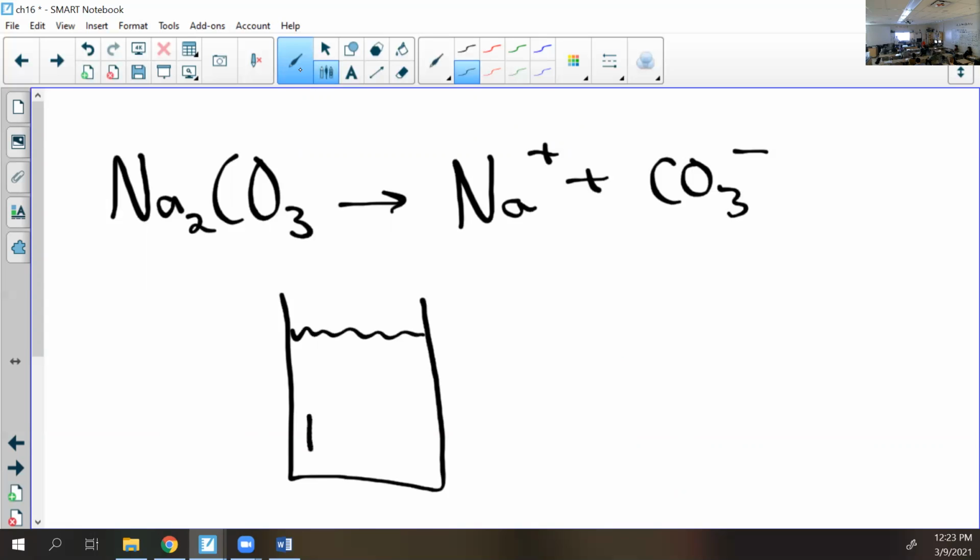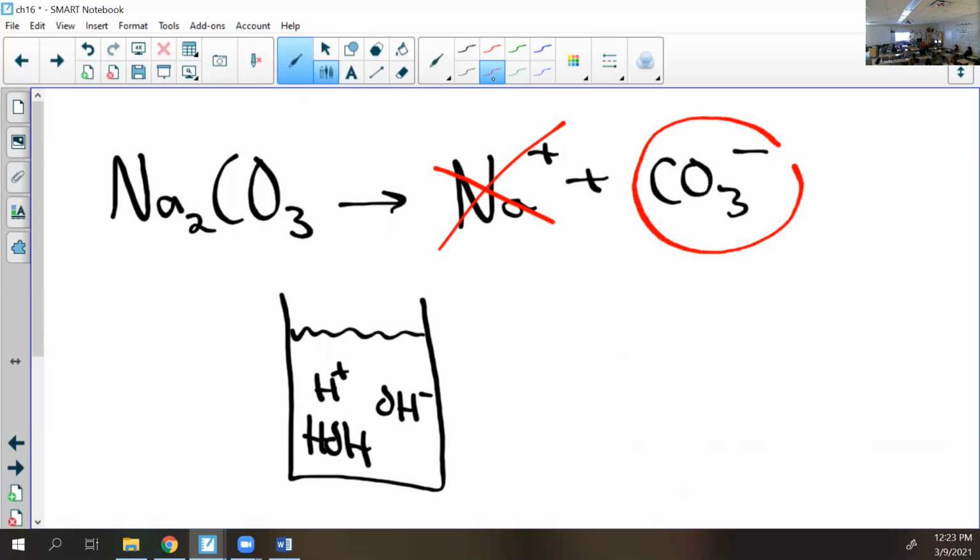This is happening in water, which is HOH, but has some H plus and OH minus. We okay with that? This goes in. This is a spectator. We don't really care about that. So CO3, and we learned this before, it grabs H's to make H2CO3. So it will become H2CO3. But this is the part we've learned before.